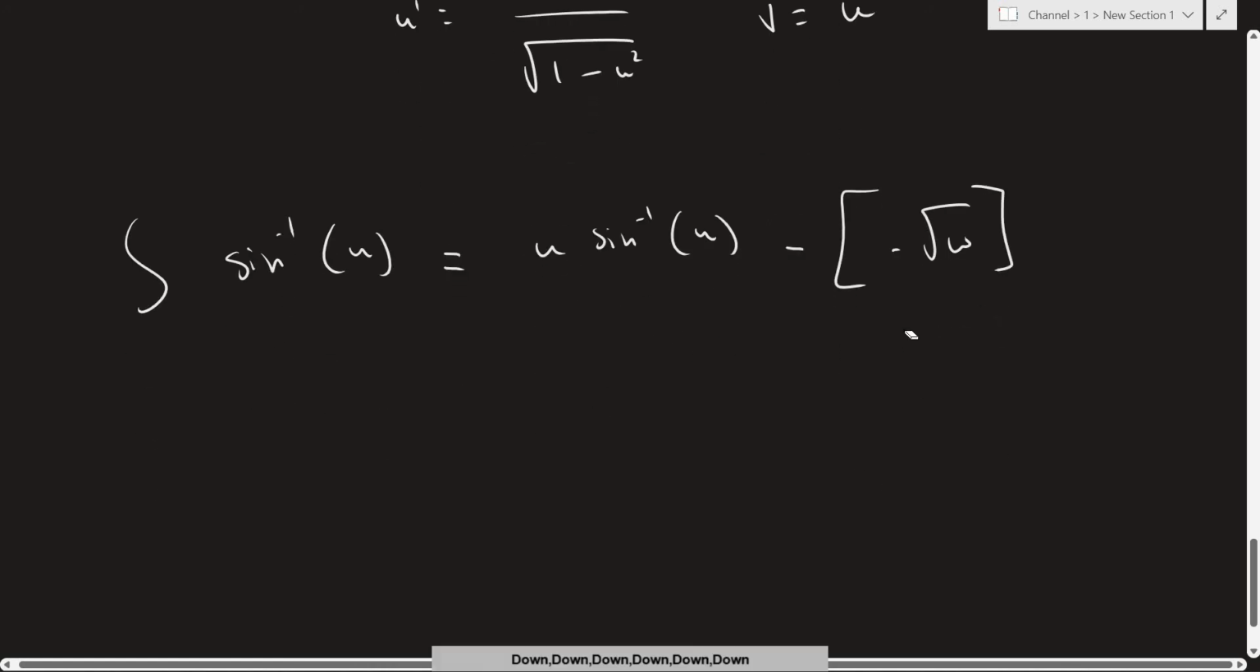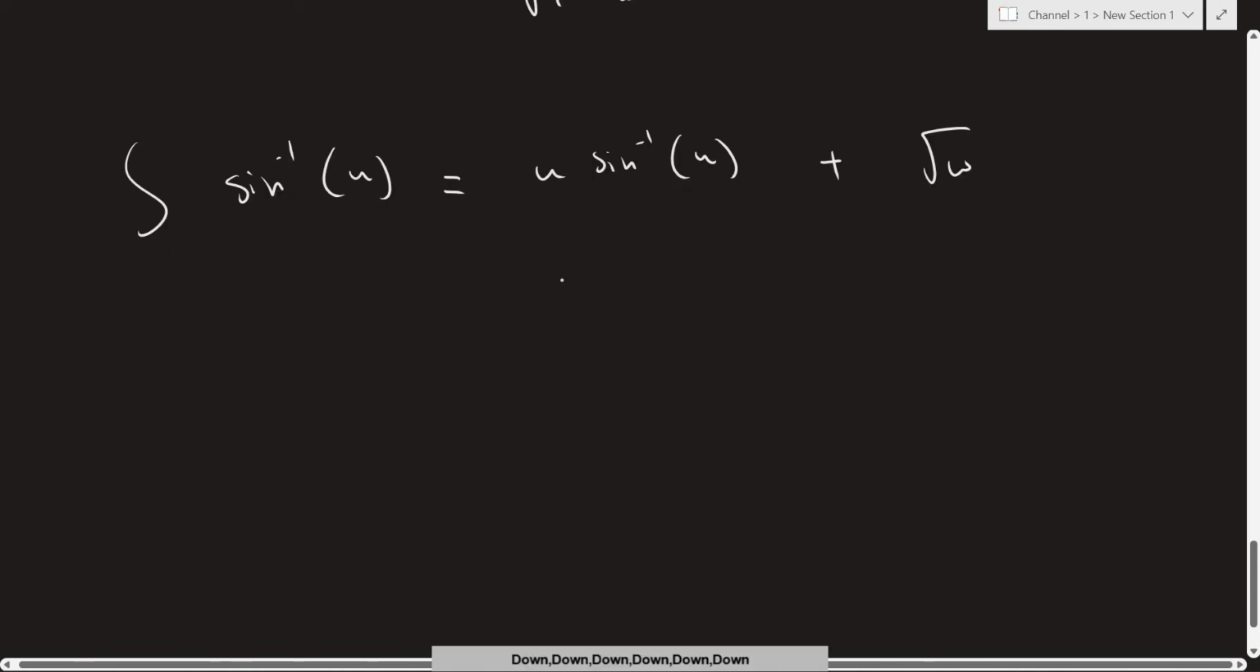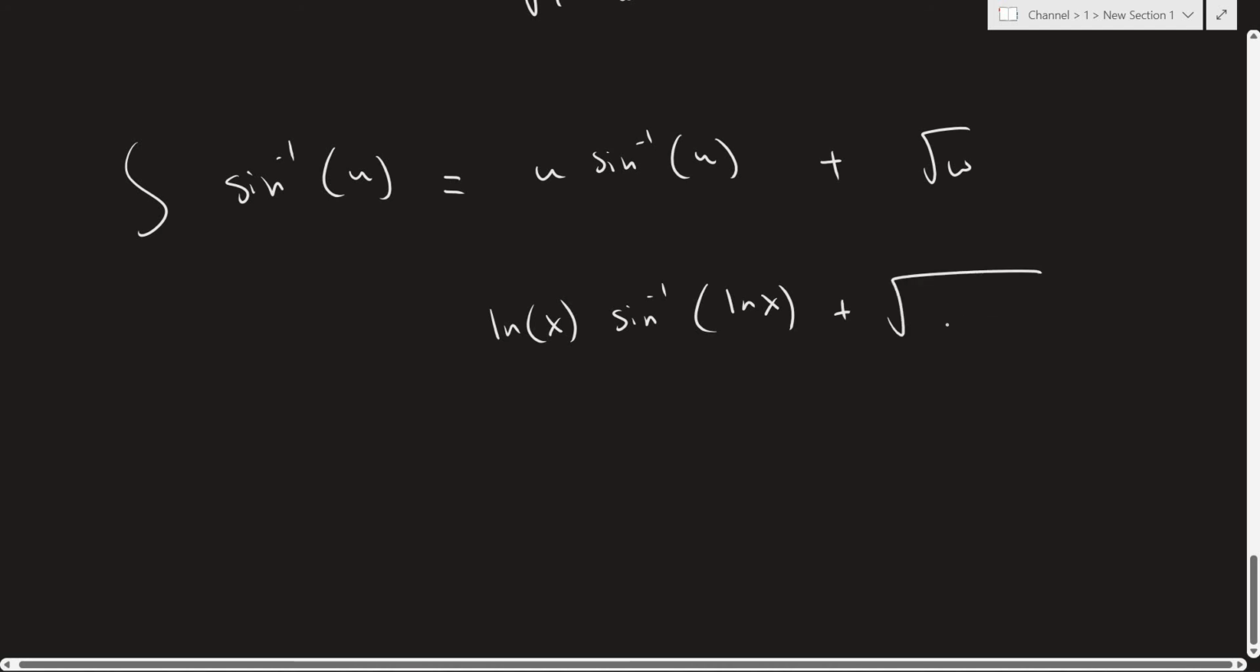Okay, we have 2 negatives, so we can make it a positive plus root w, and then we need to replace the letters. So u becomes ln x. We chose u to be ln x, and arcsin also ln x. As for the w, we chose it to be 1 minus u squared, and u is ln x. So it's going to be the square root of 1 minus (ln x) squared plus c. And this is your answer.